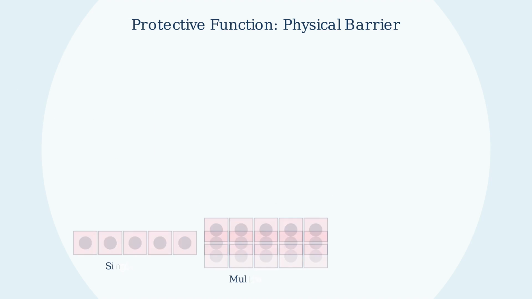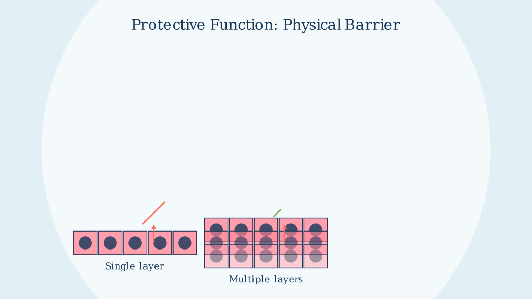Compared to single-layered epithelia, stratified cuboidal epithelium provides superior protection. The stratified arrangement of cells creates redundancy, ensuring that damage to one layer doesn't compromise the entire protective barrier.